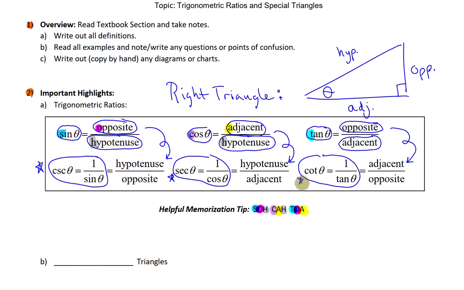Now, you may find other ways to memorize these. If you just look around online, that's fine. You might find one you like better, but SOHCAHTOA is a pretty time-tested method of just remembering these simple ratios. It helps a lot. So we're going to use that for this.